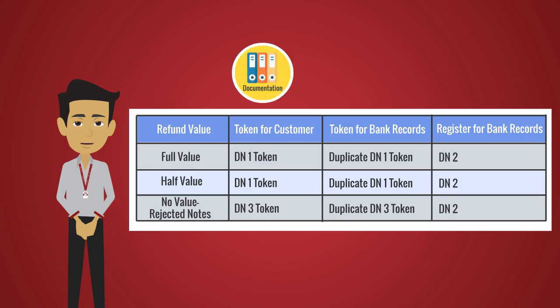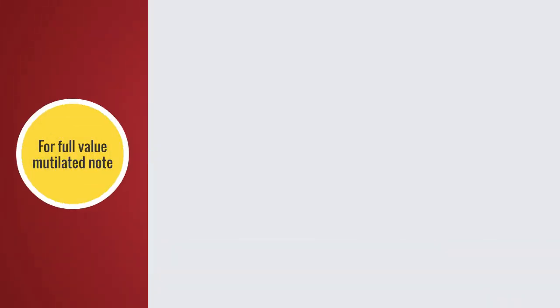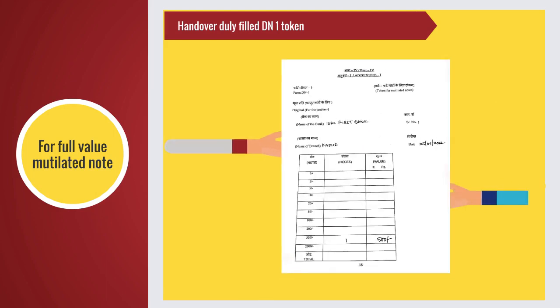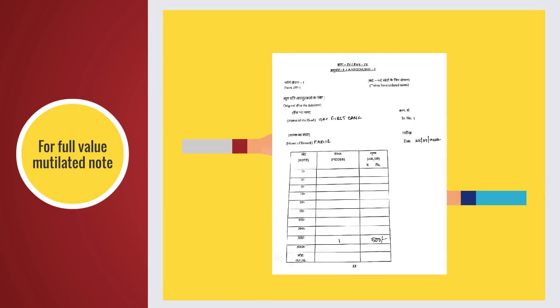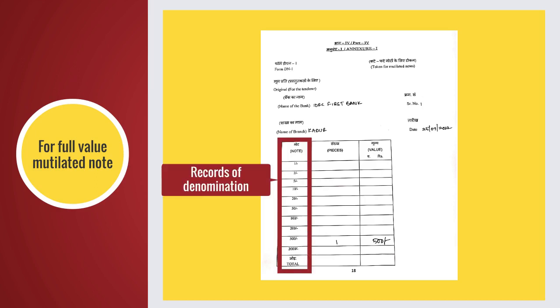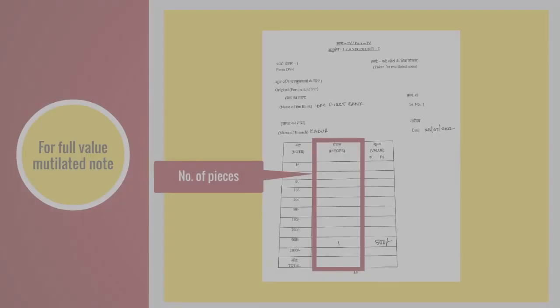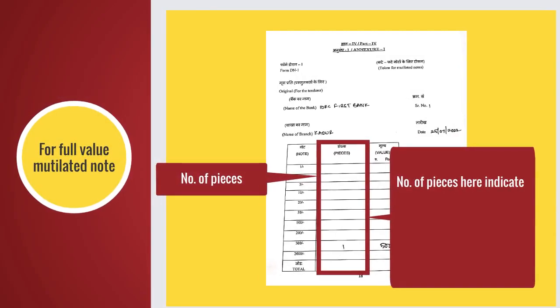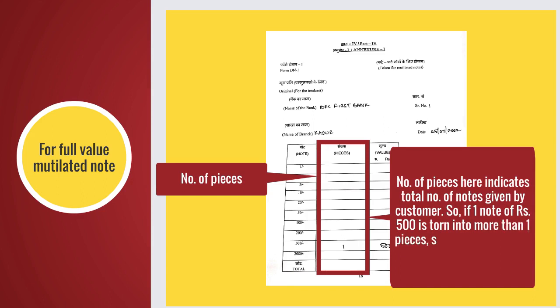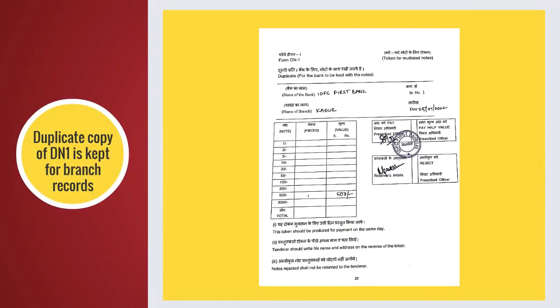Let's look at documentation and system entries for full value. For a full value mutilated note, hand over a duly filled DN1 token to the customer. This includes records of denomination, number of pieces and their corresponding value. Remember, number of pieces here indicates the total number of notes given by the customer. So if one note of rupees 500 is torn into more than one piece, still the number of pieces will remain one only. Duplicate copy of DN1 is kept for branch records.